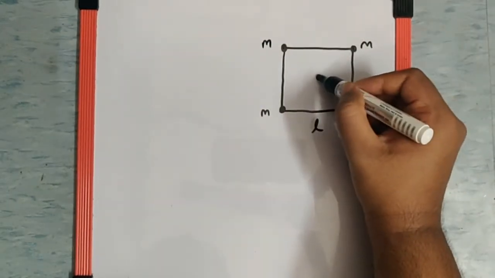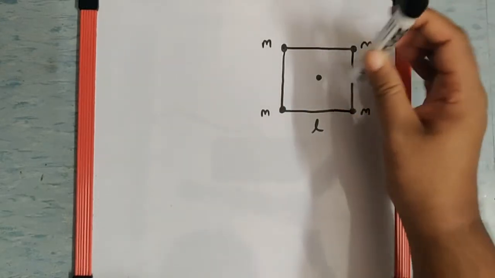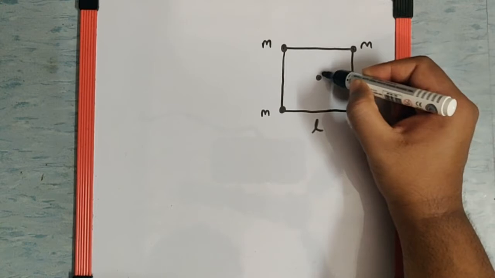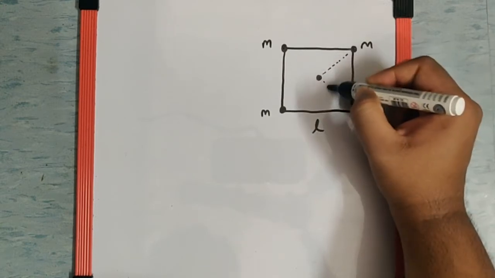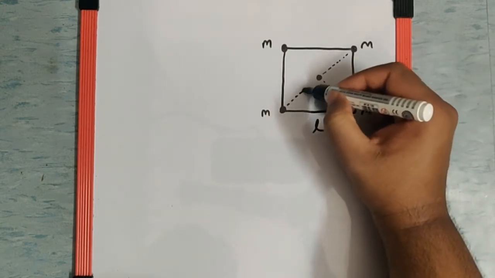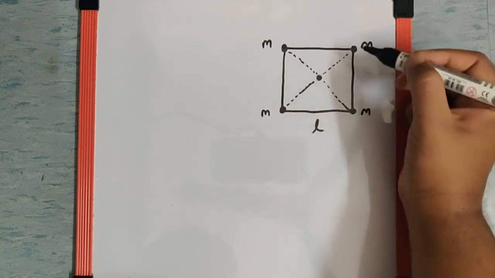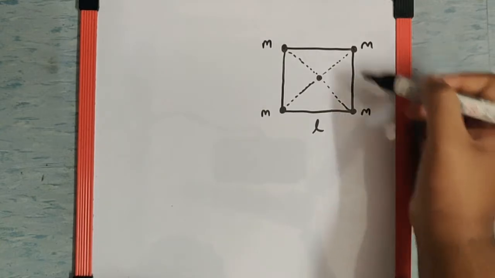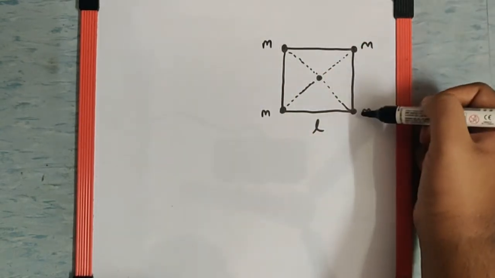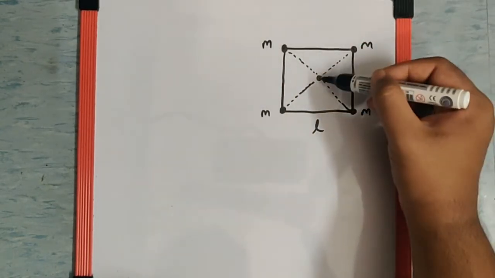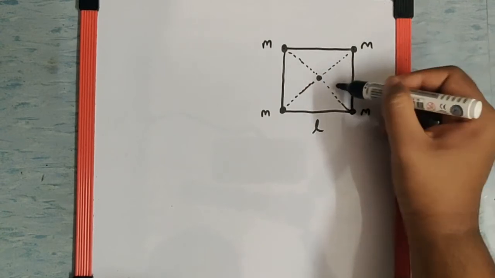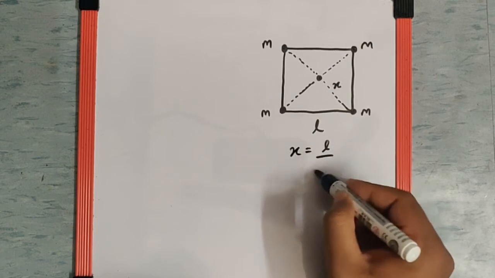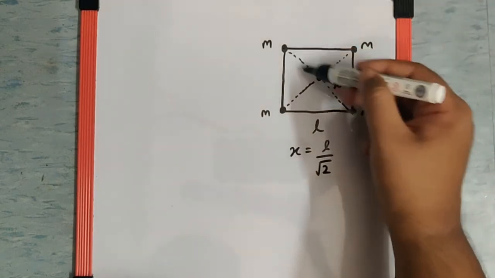and the axis of rotation is passing through the center perpendicular to the plane of the square, which means all the masses are at some distance from the axis. Definitely we can say if these two sides are L, the distance between the two diagonally opposite masses is going to be root 2 L, and for the center it will be half of that. So if I consider this as x, for me x is going to be L by root 2, which actually came from the half of root 2 L.